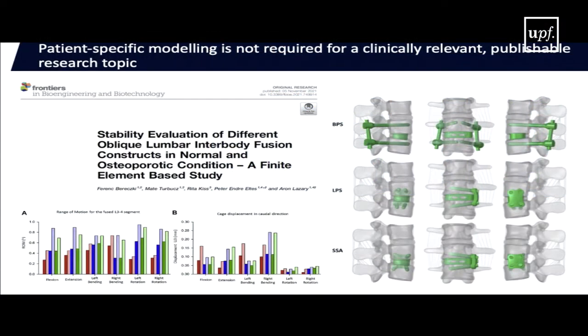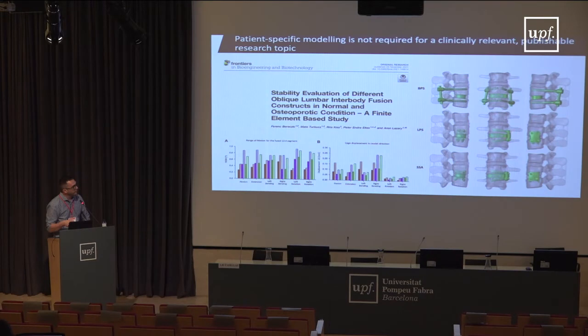of simulation study about the different additional stabilization constructs. So here you can see the conventional one with screws and rods, a lateral plate. This is the second, and the third one is a so-called standalone implant. The plate is physically attached to the cage. And we simulated two different conditions, a segment with healthy bone and a segment with osteoporotic bone.